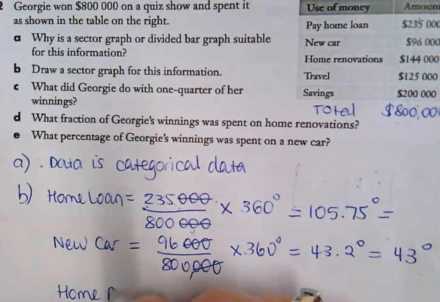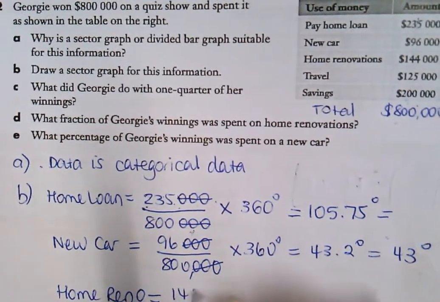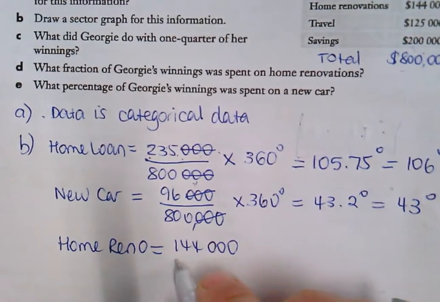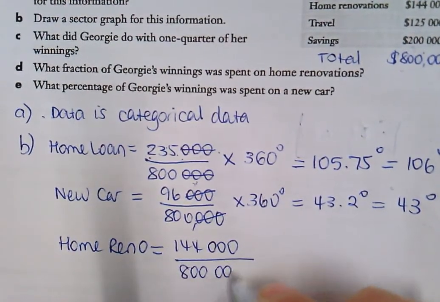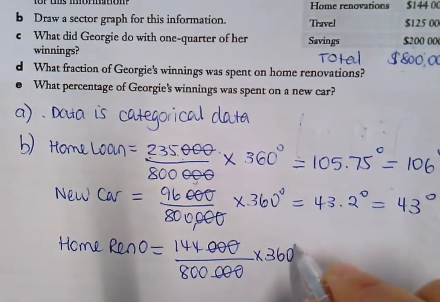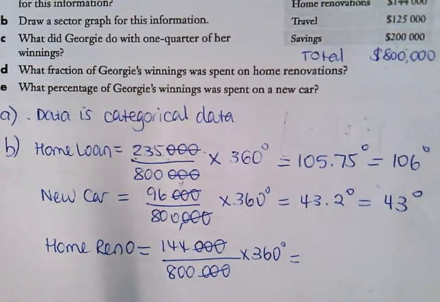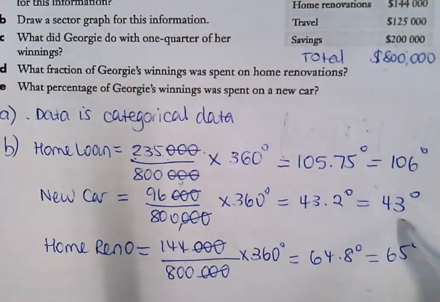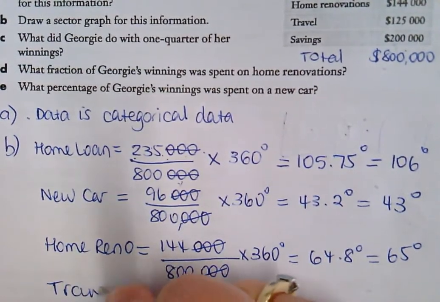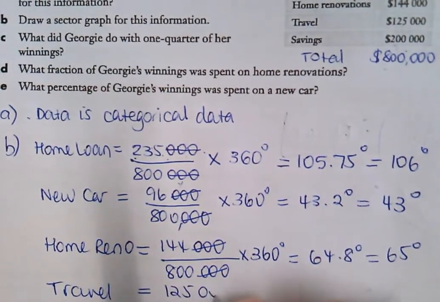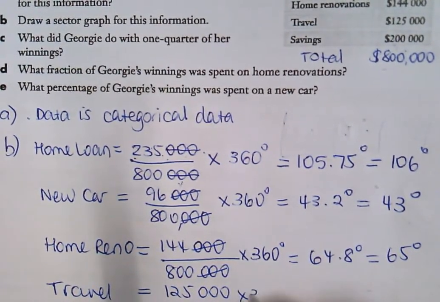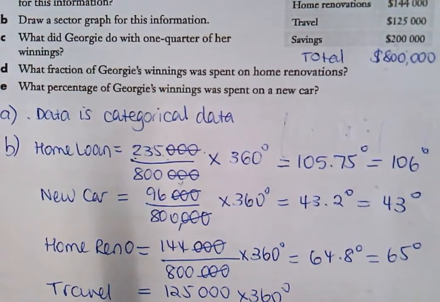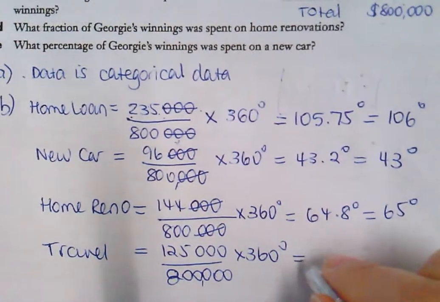Home renovation is 144,000. Actually, I'm going to round that other one up. It should be fine. 106 degrees. Out of 800,000, you don't need to put these zeros in, times 360. You can round this one up to 65. So far we've rounded 2 up, 1 down. Travel. And you can just keep going. And savings.